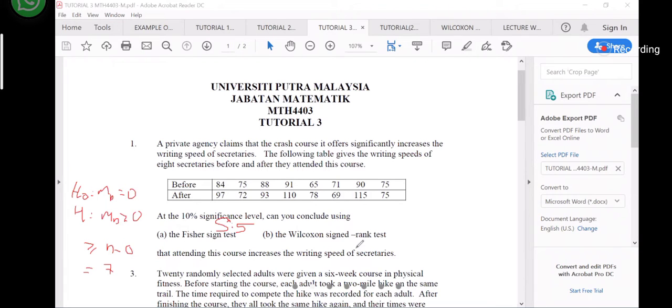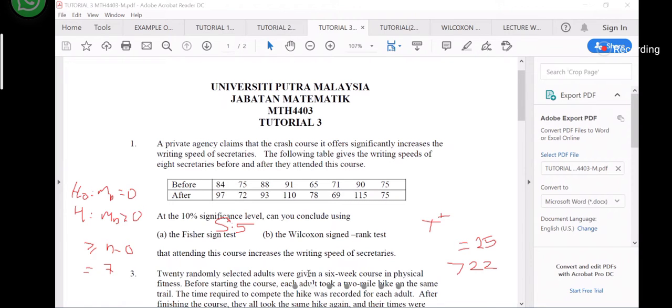But if you use the Wilcoxon signed rank test, what value of T plus do you get? 25. You should get 25. And then reject if T plus is greater than 22. So if you use Wilcoxon, is the conclusion the same or not? Not the same, right? Here fail to reject, but here reject actually.